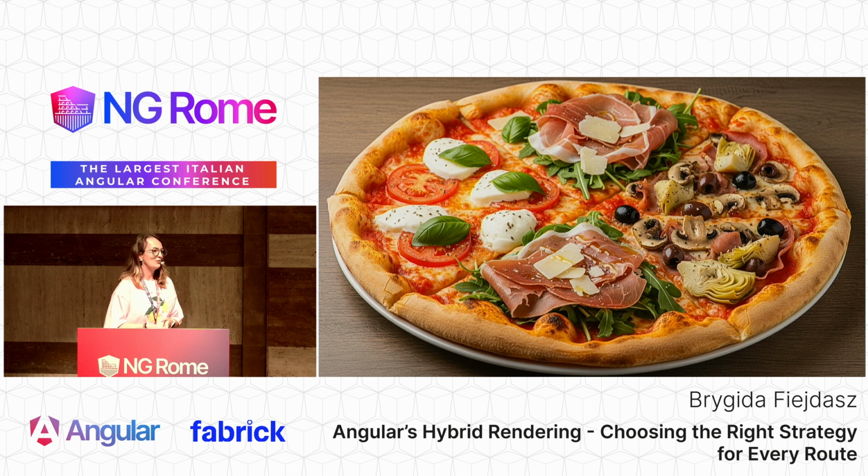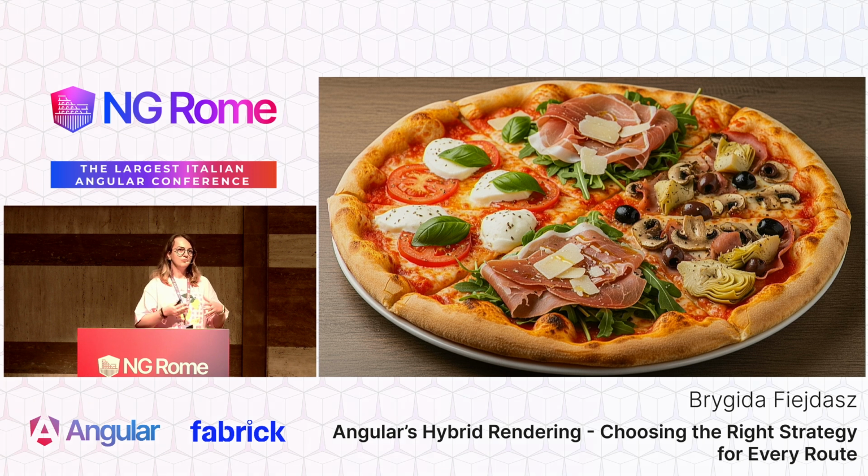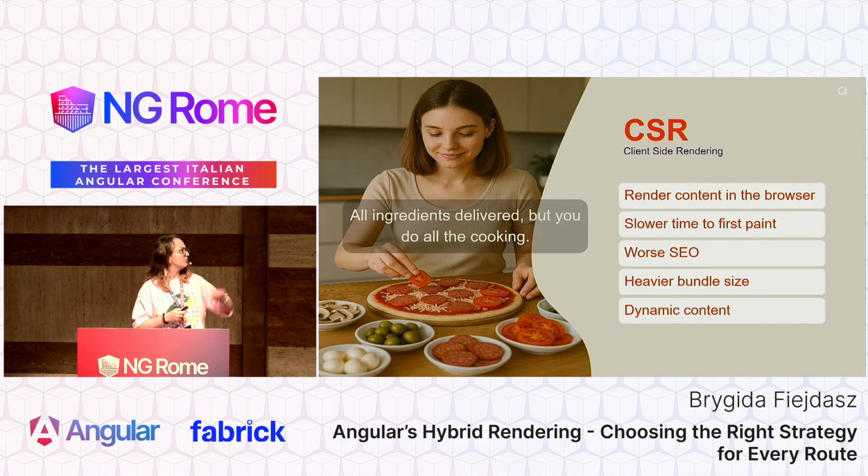But no, of course, we will be talking about hybrid rendering. But today you will learn what pizza and hybrid rendering have in common. As you know, Angular gives us three main render strategies: SSR, SSG, and client-side rendering. Michael prepared you for my talk, so now you know what incremental hydration is, and a lot of benefits of SSR. I will also walk through these rendering strategies a little bit.